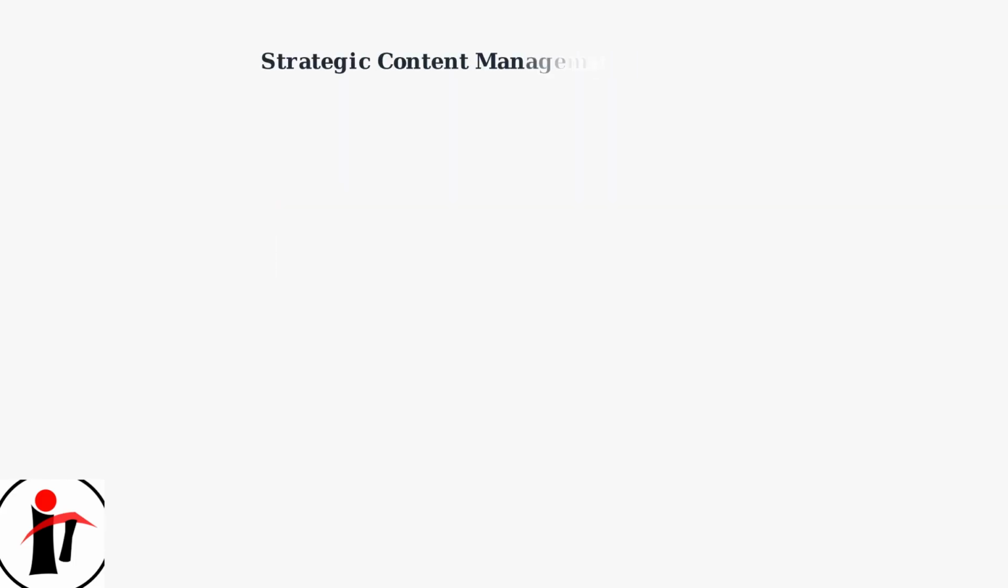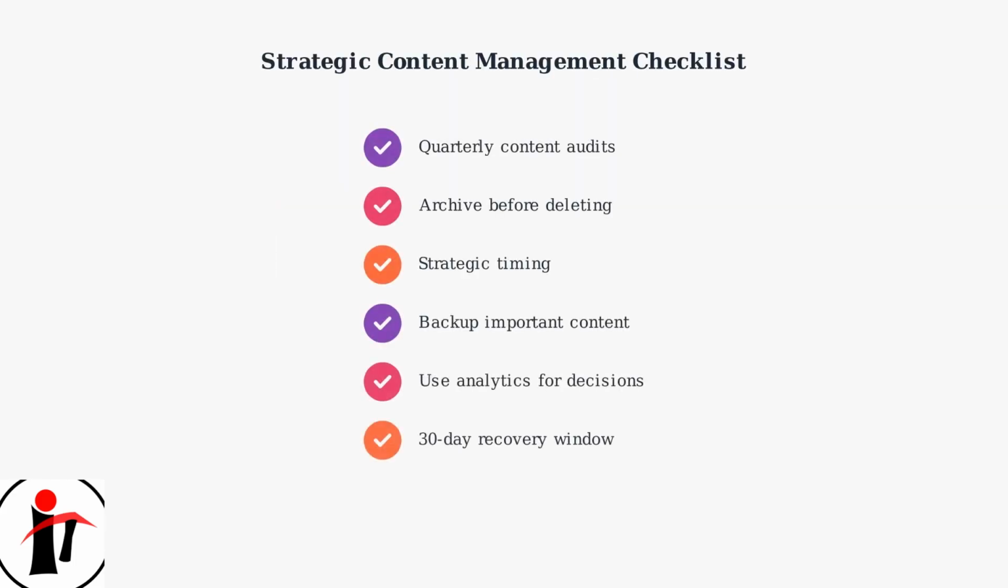Remember these key strategies: audit content quarterly using Instagram Insights, archive before deleting when possible, time deletions strategically, back up important content, and use the 30-day recovery window as a safety net. Strategic content management improves your overall Instagram performance and maintains a cohesive brand presence.